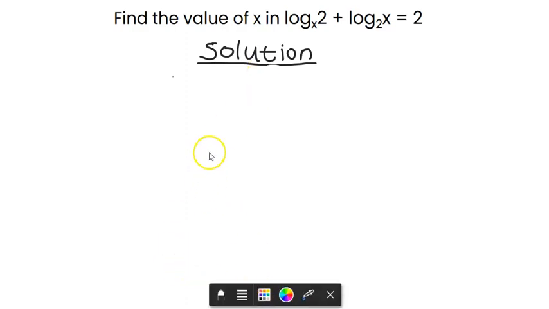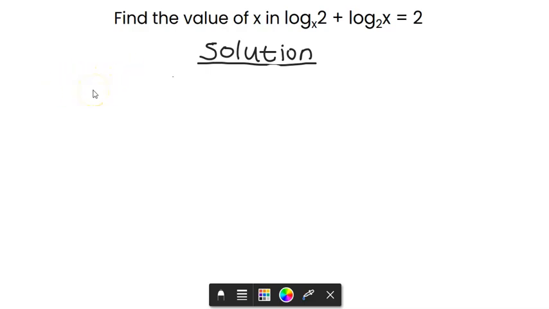Alright, you are welcome to this session again with Prince Maths Clinic, and on the board we have this interesting question: to find the value of x in log 2 base x plus log x base 2 equals 2.